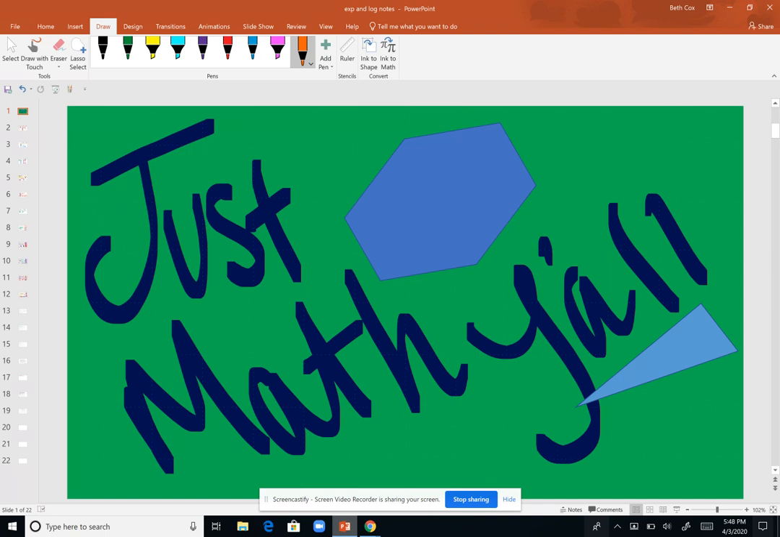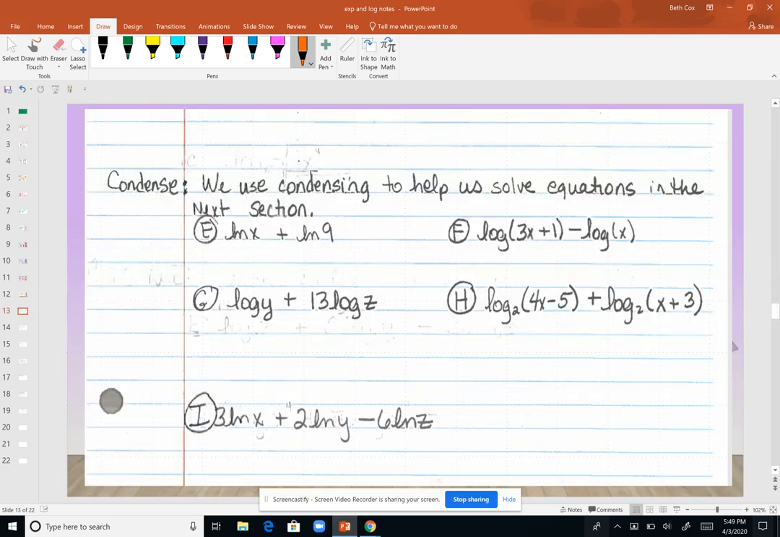We're going to continue with properties of logarithms, video number 2. We're going to look at properties of logarithms again. This time, we're going to be condensing and using these properties to rewrite expressions that have more than one log into an expression with only one log. This is going to be extremely helpful in the future. So let's look at these examples here.